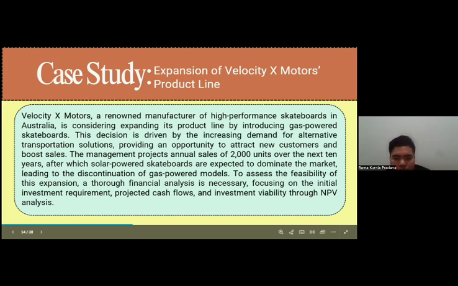To assess the feasibility of this expansion, a thorough financial analysis is necessary, focusing on the initial investment requirements, project cash flow, and investment viability through NPV analysis.